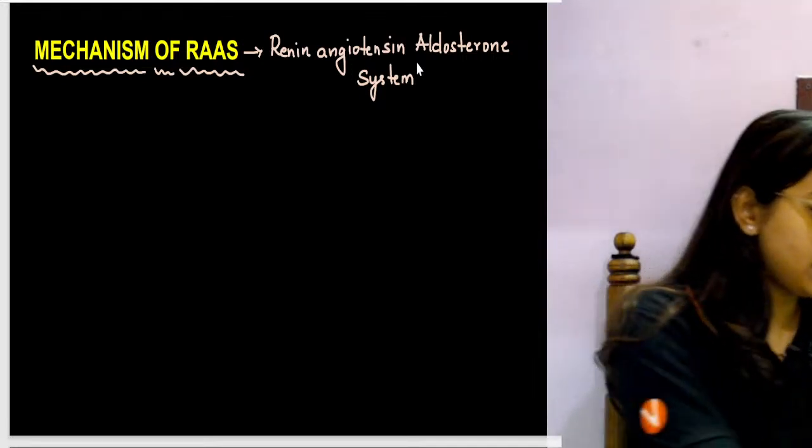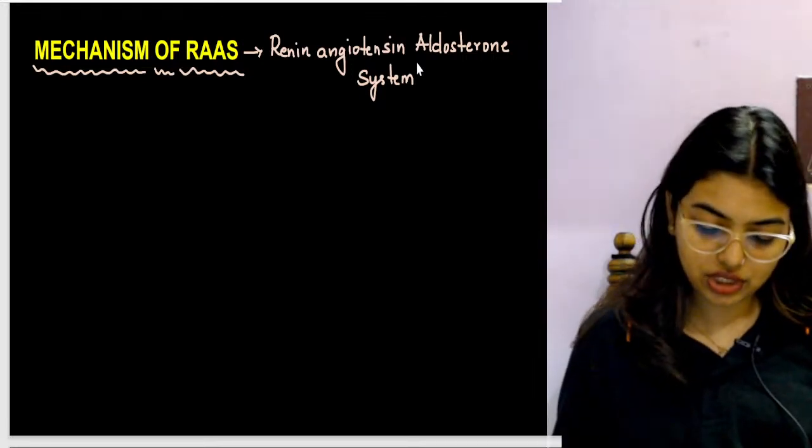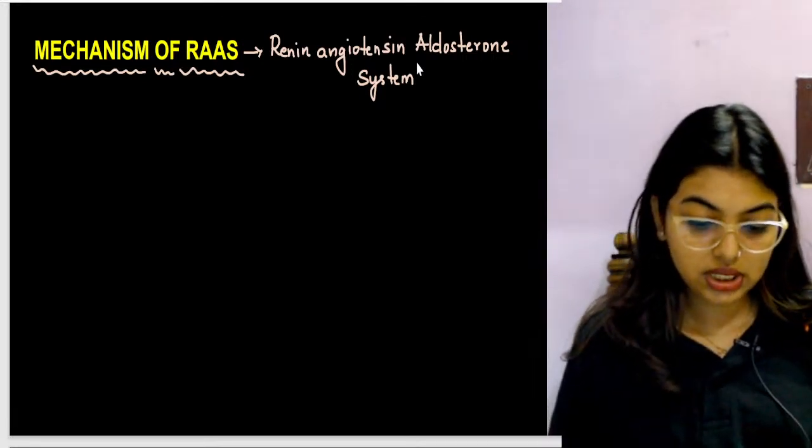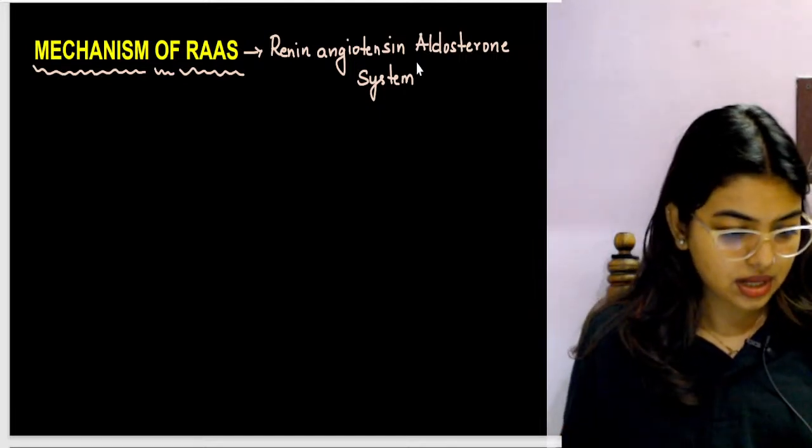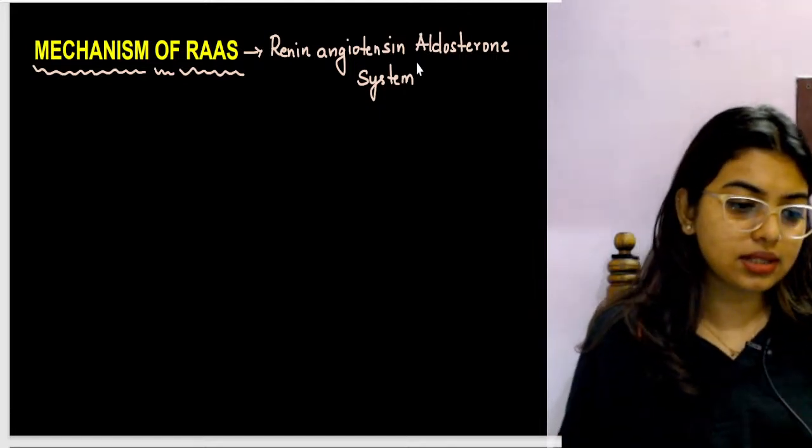All of you know the RAS mechanism. Students, before the RAS mechanism, I have to teach you the JGA mechanism, no? Otherwise, how will you know the RAS mechanism?